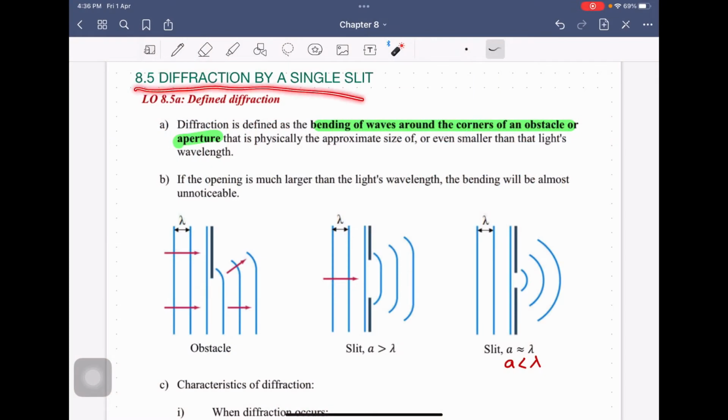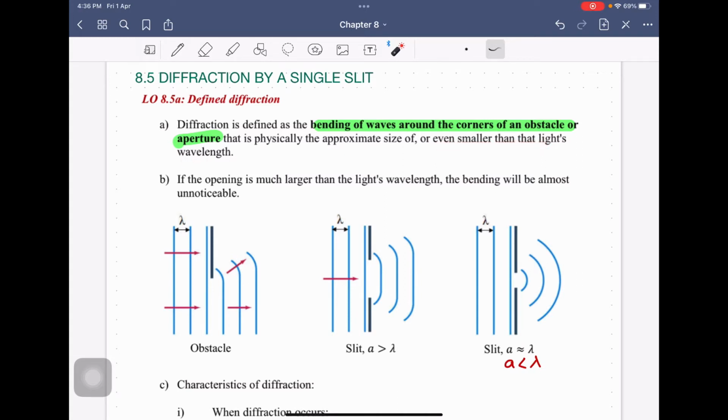Baiklah, kita nak lihat kepada subtopik diffraction by a single slit. Okay, so kita lihat kepada subtopik yang pertama, apa yang dimaksudkan dengan diffraction. Alright, so diffraction is defined as the bending of wave around the corners of an obstacle or aperture that is physically the approximate size of or even smaller than the light's wavelength.